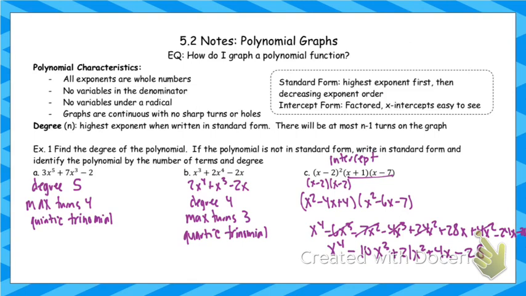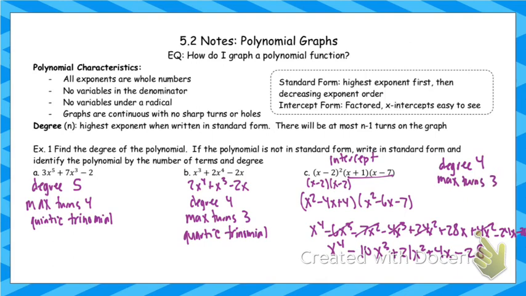Again, we could tell the degree without it, but I just want to make sure that you guys realize there's a difference between standard form and intercept form. So be careful when you're finding the degree. So again, to answer those questions, the degree here would be 4. That means the max turns is 3.